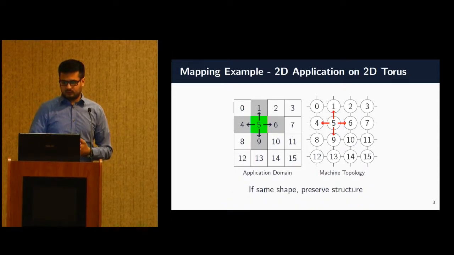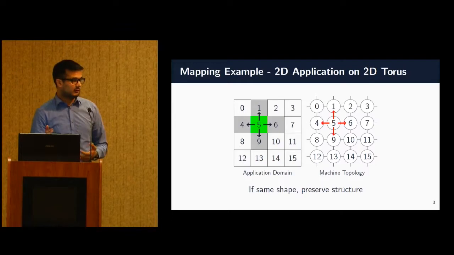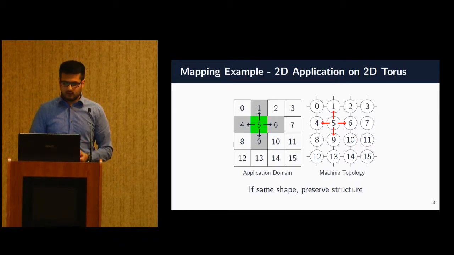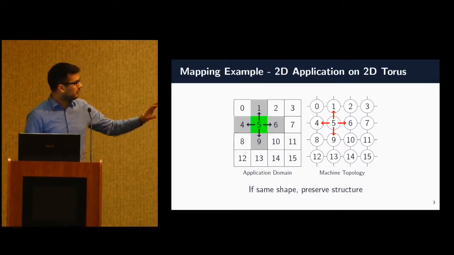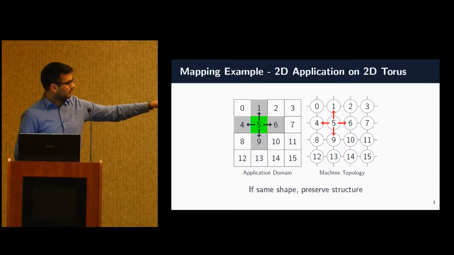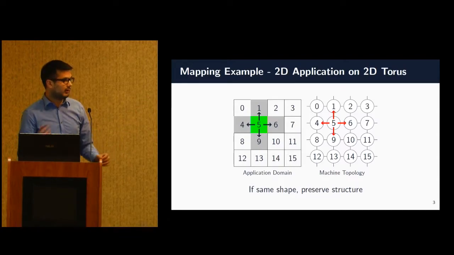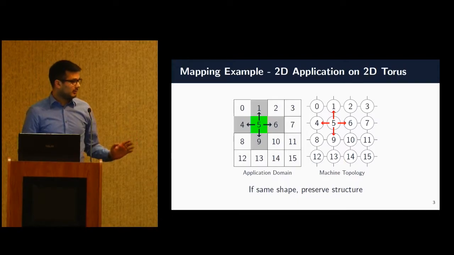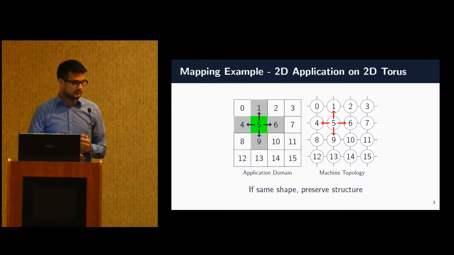So let's say we map everything just directly into what the topology looks like. In this case, we have a really good mapping between the application and the machine topology, so it's very easy to do a good mapping. Since we have the same shape, we can just preserve the structure. And then we see very easily here that the node that contains rank 5 is one hop away from its neighbors, 1, 4, 6, and 9. So this is a very good mapping. We have a low distance to its neighbors, and we're not really oversubscribing links.